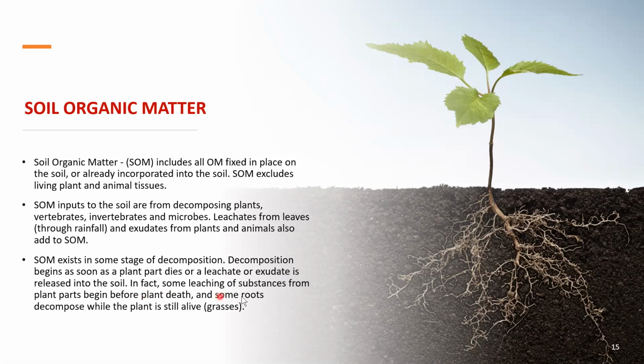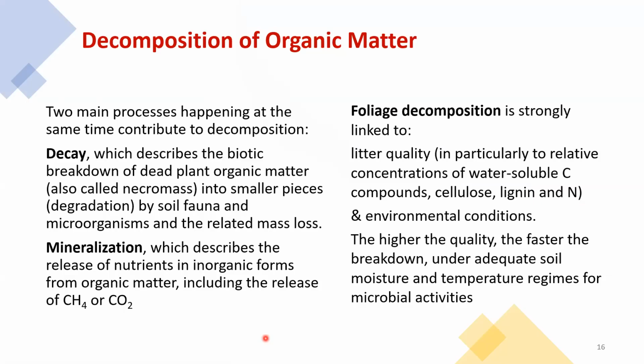In fact, some leaching of substances from plant parts begins before plant death, and some roots decompose while the plant is still alive. So some roots are redundant, especially in grasses. The plant is surviving, but the roots are dead, and they start decomposing in the same way as the plant shoots. You can see the senescence before that, and then the decomposition.